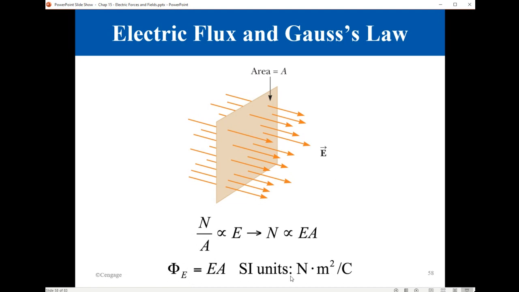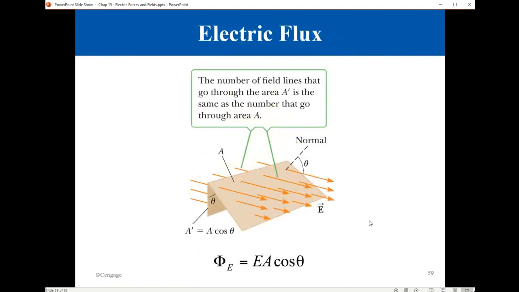In the SI system, E is measured in Newton per Coulomb, and A, the area, is measured in meter squared. If the area was not perpendicular to the field, then there is an angle. So now we have to take the component of the field that is normal to the surface. So we have E cosine theta, that is the component normal to the surface. And this way the flux now is EA cosine theta.